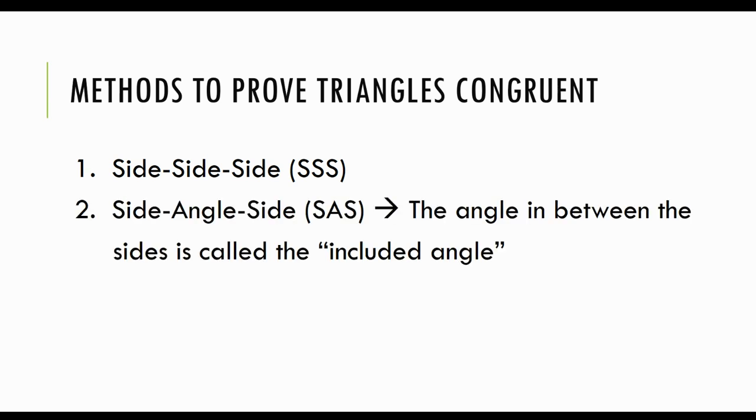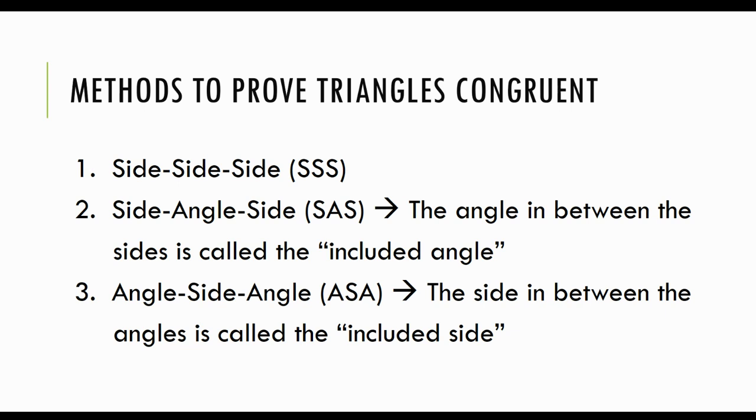The second method would be side, angle, side, which we can abbreviate as SAS. The angle in between the sides we call the included angle. So you have to have the angle in between 2 sides in order to say side, angle, side. Our third method is angle, side, angle, or ASA. The side in between the 2 angles we call the included side. And then our fourth way is angle, angle, side, where we have 2 angles, but the side is not included.